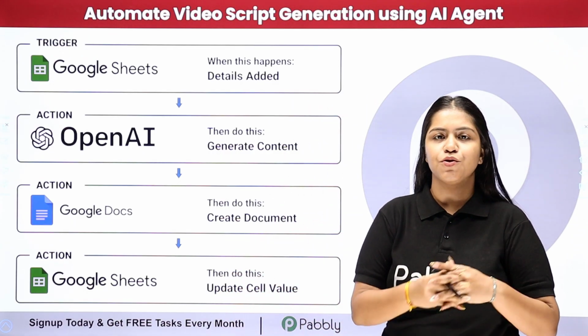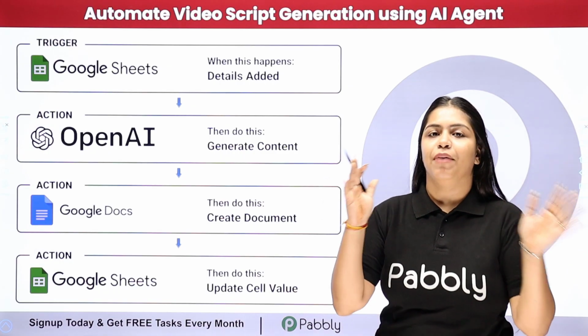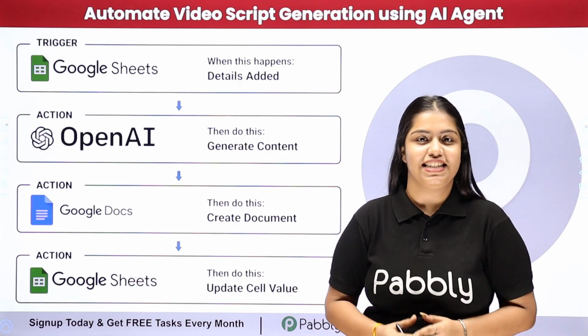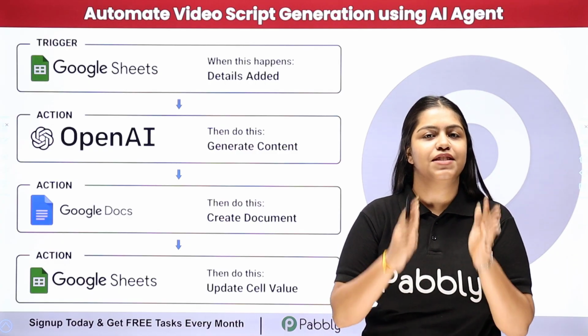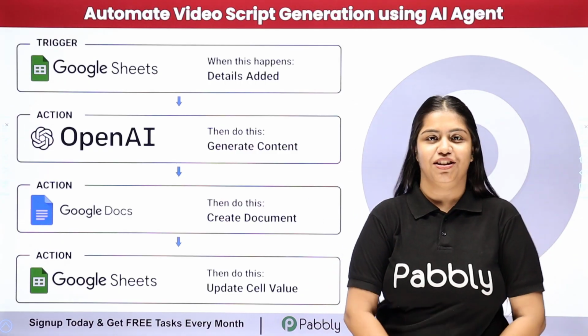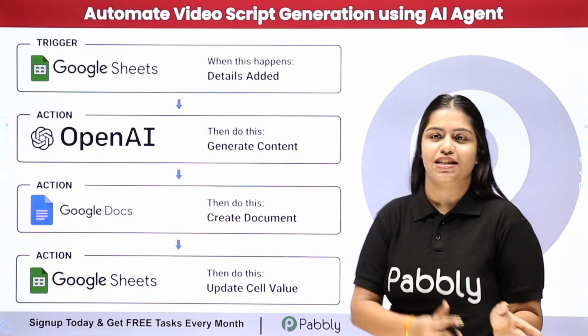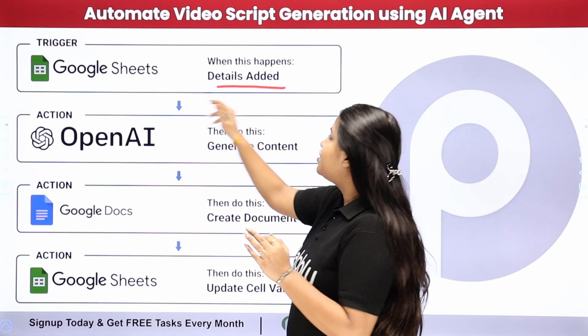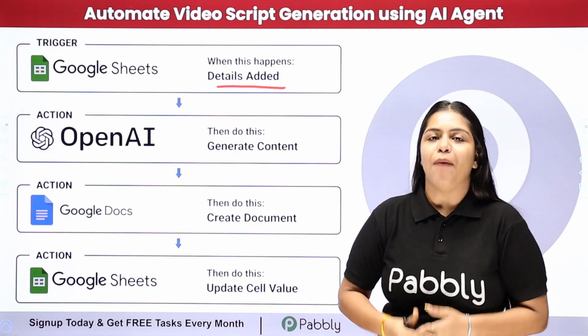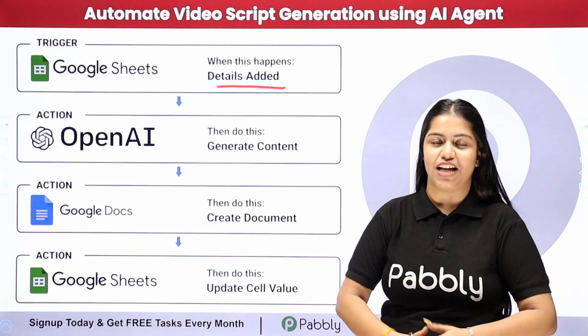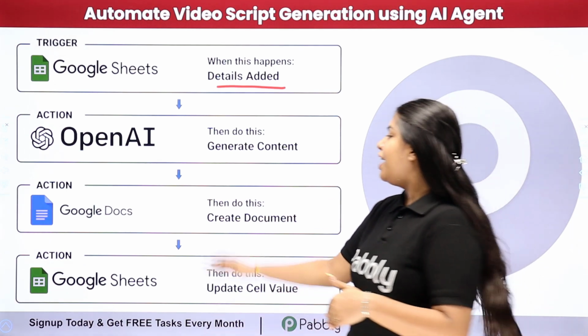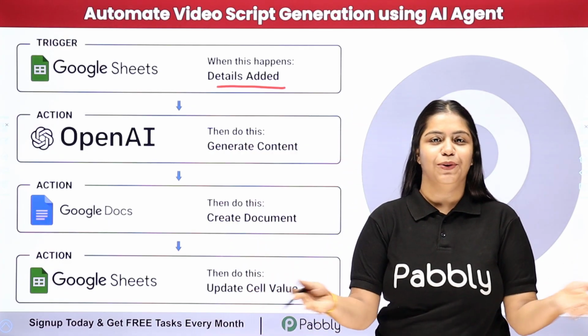So like you, I also used to manually write the video scripts, but this is such a time consuming and tedious task. So to solve this problem, I have simply created this amazing automation where as soon as I add the video details into my Google Sheets, automatically my AI agent is going to write me these scripts, and further I'm just going to add that script into a Google Doc and back again into my Google Sheet.